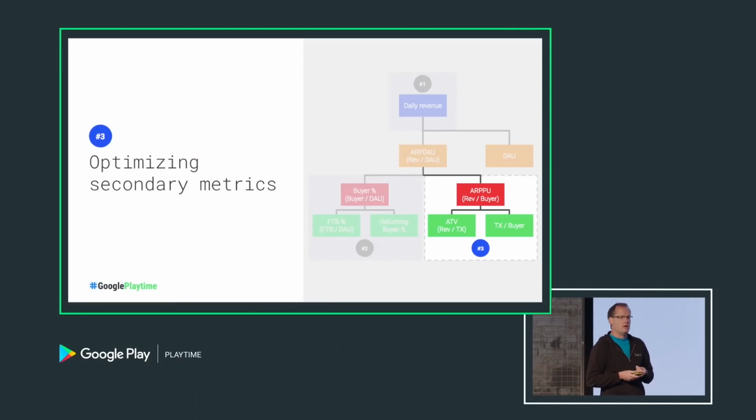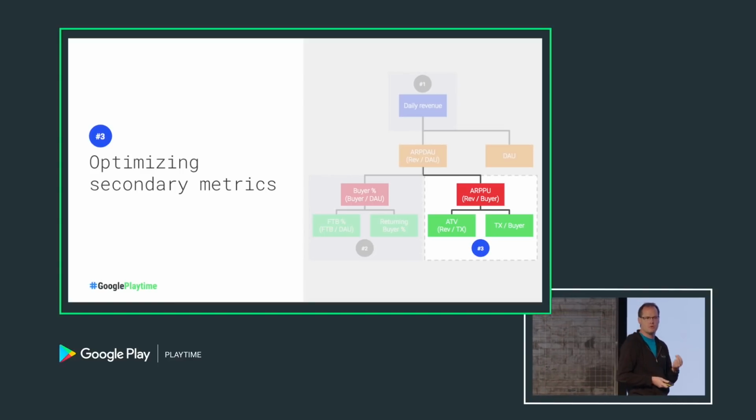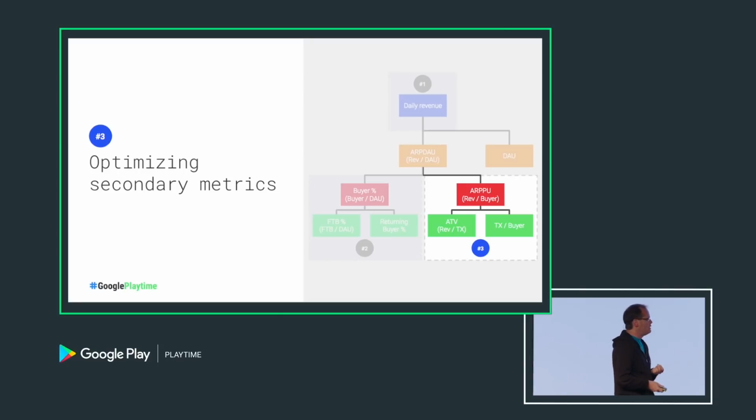And now the last thing I want to talk about is optimizing secondary metrics. Here, I'm not going to have any strong advice. This is more of a food for thought thing, because I do think there are some opportunities for us to improve our secondary metrics.